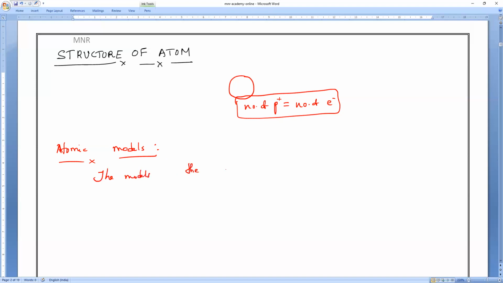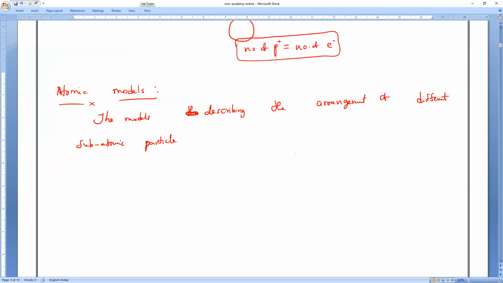So write: the models describing the arrangement of different subatomic particles in an atom are called atomic models. Per day, one model you learn, that is enough: the advantages, the comparison, the limitations. Because you have three models, and in every exam they will ask at least one model. So just one model per day is enough for us.